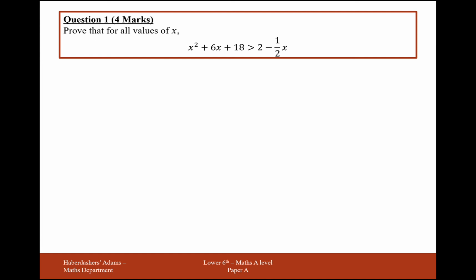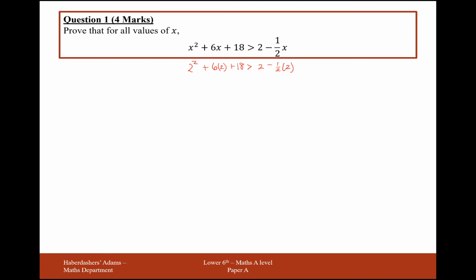Prove that for all values x, this expression holds. So that means that no matter what number I put in for x, say I put in the number 2, the left-hand side is always going to come out larger than the right-hand side. So 2 squared is 4, plus 12 is 16, add 18 is 34, and that's going to be greater than 1. This is going to happen for all the numbers that I can try, but to save time from putting in all the numbers, I'm going to try and prove this algebraically.